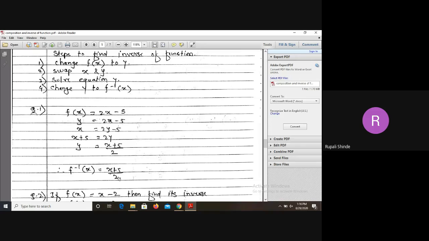Very simple steps, just 4 steps you have to follow. First, whatever equation is given, in that equation you will get f of x. So first step, you have to change that f of x to y. Second step, you have to swap x and y. You have to interchange the positions of x and y. Third step, you have to obtain the equation in form of y only. And last one, you have to change that y to f inverse of x. And that will be the inverse of the given function.